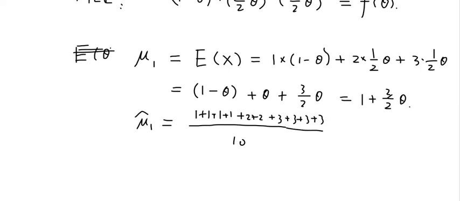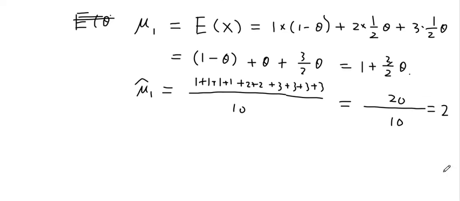So this is a sample's first moment, right? Okay, so we find this number equal, this is 4 plus 4, 8, 8 plus 12, 20, right? Okay, so this equals 2.